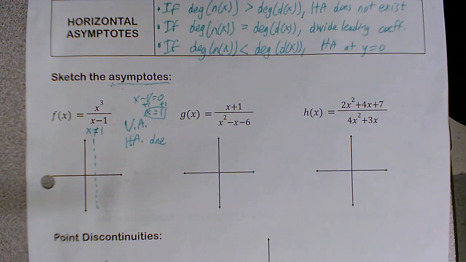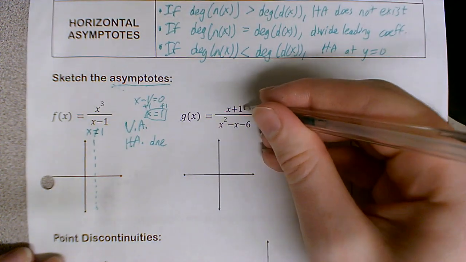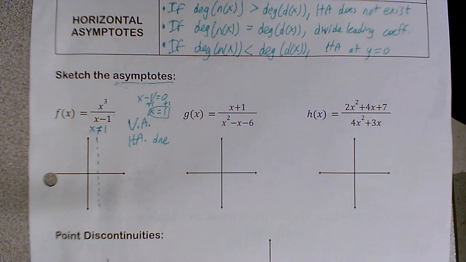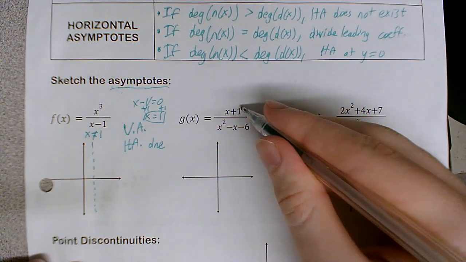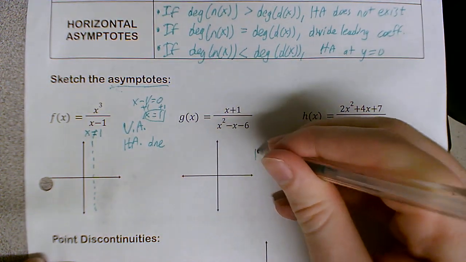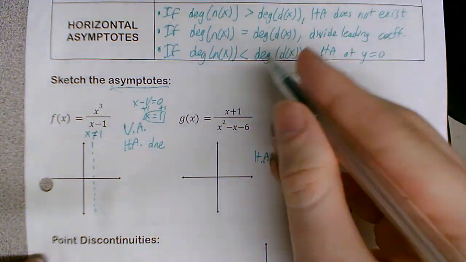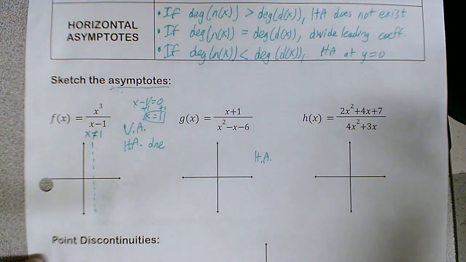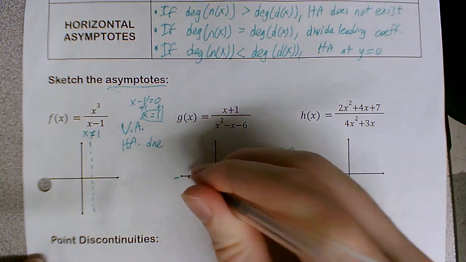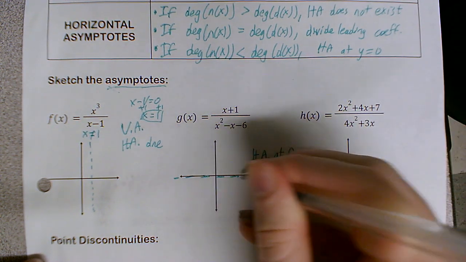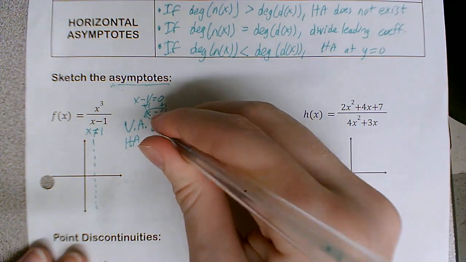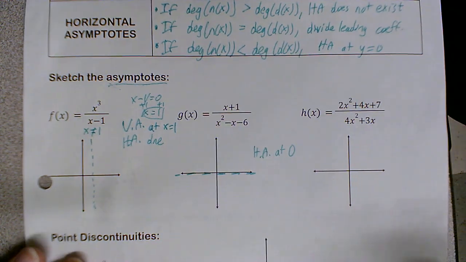All right, g of x. On the top here we have x plus 1, which is linear. On the bottom we have x squared minus x minus 6, which is a quadratic. So we have a linear on top with a degree of 1, and a quadratic on the bottom with a degree of 2. So if the degree of the numerator is smaller than the degree of the denominator, the horizontal asymptote is at 0. I'm just going to write that real quick.